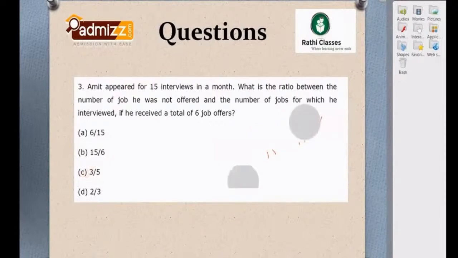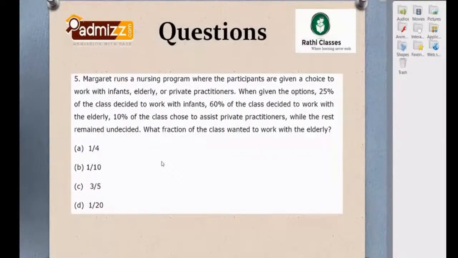So moving on to the next question. In the next question, again you need to read the question very carefully before applying or solving this. Margaret runs a nursing program where the participants are given a choice to work with infants, elderly or privately participate. When given the options, 25% of the class decided to work with infants, 60% with elderly and 10% to active participation, while the rest remain undecided. So what fraction of the class wanted to work with elderly?